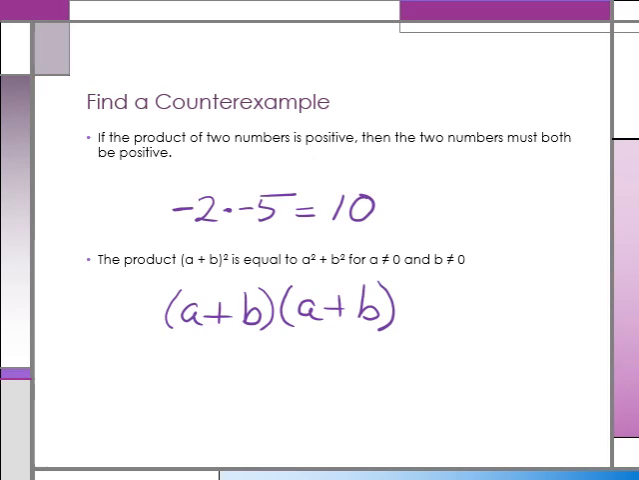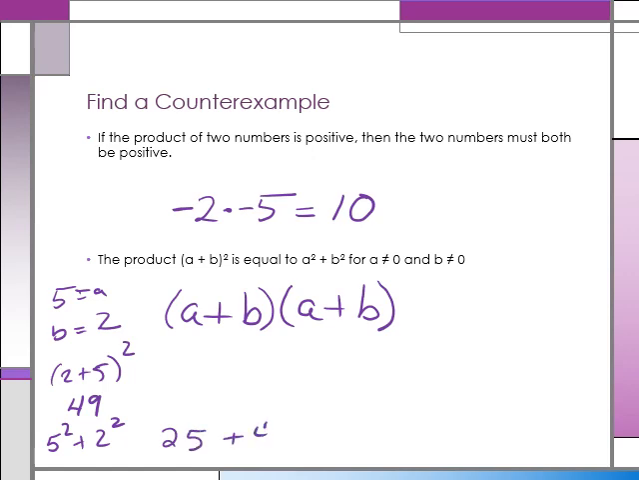If you wanted to, you could also actually put in real numbers and let it work. If you let a be 5 and b be 2, then you would have 2 plus 5 squared, which would be 7 squared, which is 49, or 5 squared plus 2 squared, which is totally different because it is 25 plus 4, which is only 29. So we've just disproved it or provided a counterexample both algebraically and numerically.